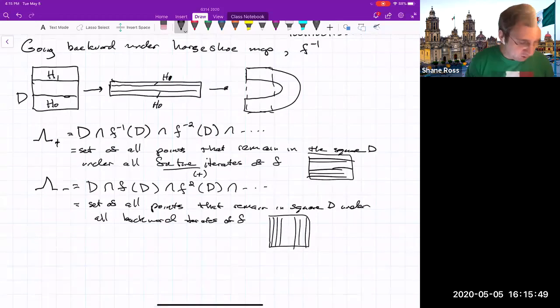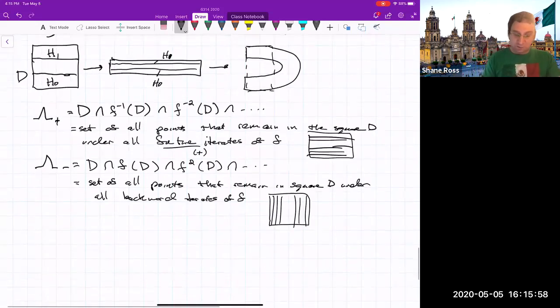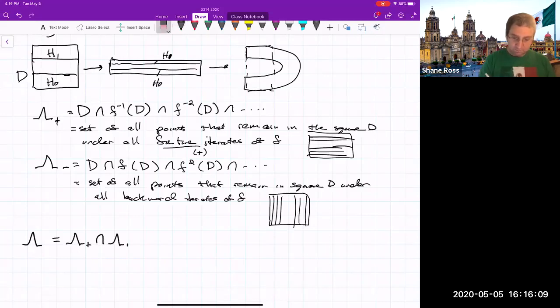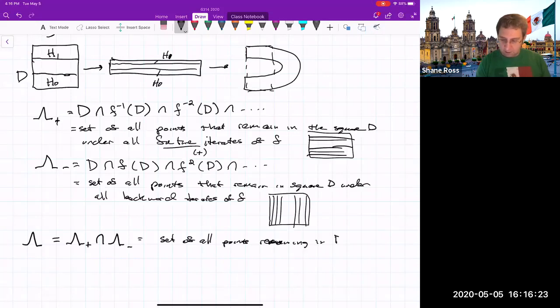So what if I wanted to construct a collection of all points that remain in D under all past and future iterates? Then that would be the intersection of these two things. So I'll just call that lambda. Lambda is lambda plus intersected with lambda minus. The set of all points remaining in D for all past and future iterates.